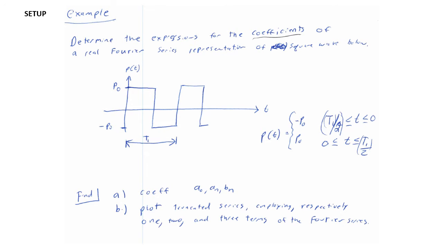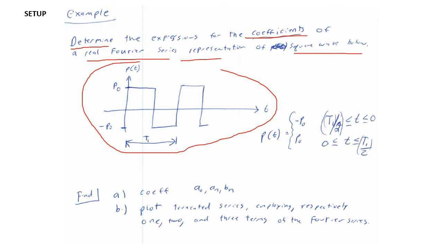So let's write out our setup page here. For this example, we're asked to determine the expressions for the coefficients of a real Fourier series representation of a square wave that we saw on the first slide, and we've drawn below again here. So again, p of t on our y-axis, t on our x-axis here. There's our period t1, and there's our values here for our time for our negative p naught and our p naught.